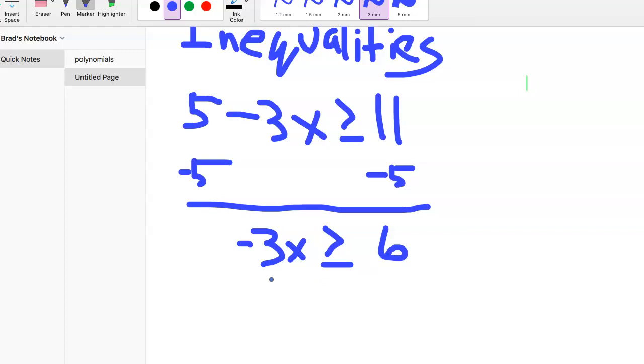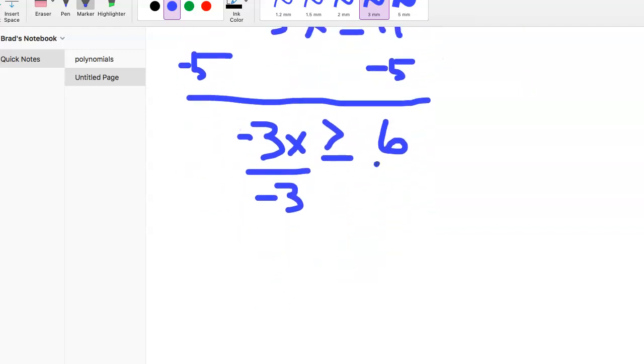Now, on this one, like last time we had to multiply, this one we have to divide, right? We have to divide by -3, so we just have that x by itself. Divide by -3. Okay, so -3 divided by -3 is 1, so we're just left with x. Now again, because we divided by a negative, we've got to flip that sign. So it was greater than or equal to, now it's going to be less than or equal to, and 6 divided by -3 is -2.